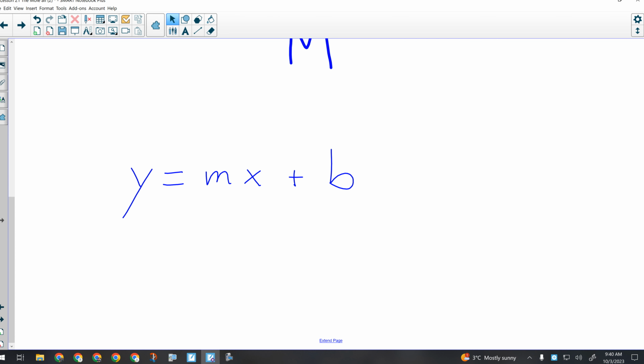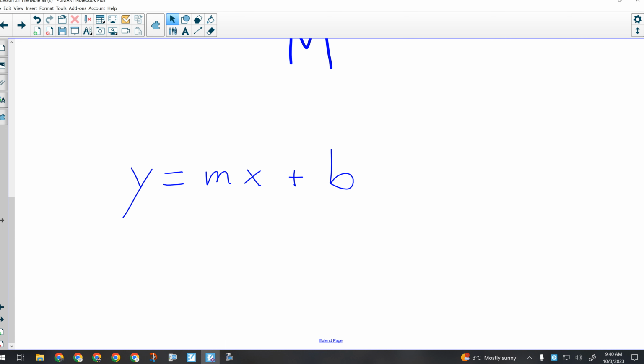If I want to solve for m, I want to get m by itself. What should I move first? Get rid of the b first, because that's the third rule of algebra. Move what's not attached first. b is not attached to m.